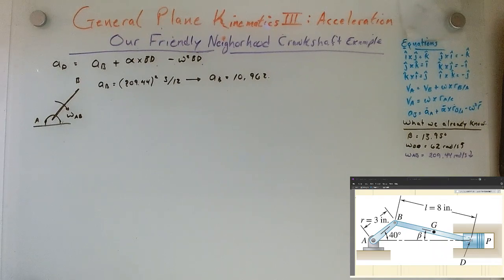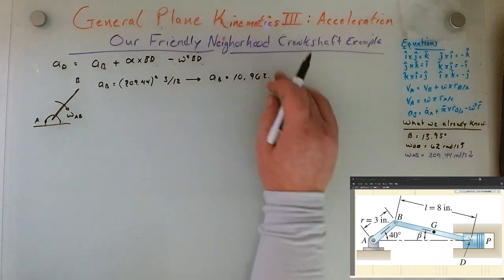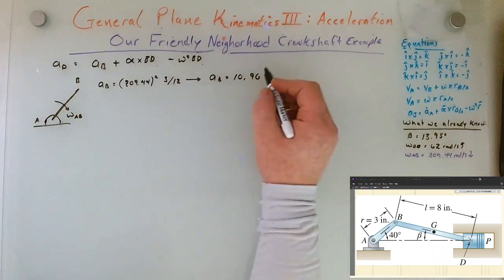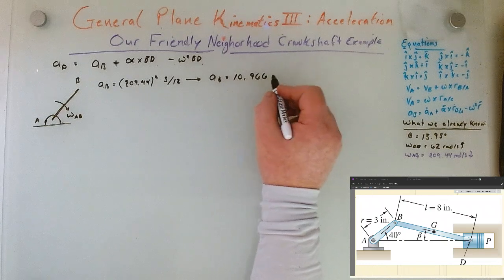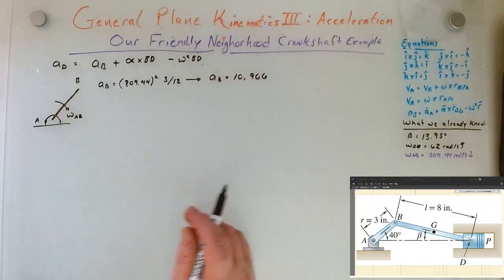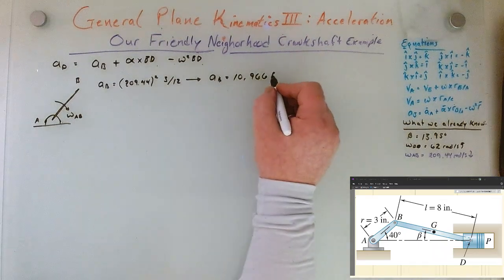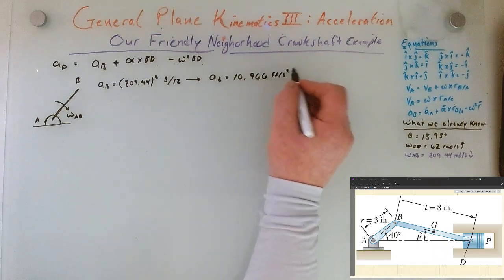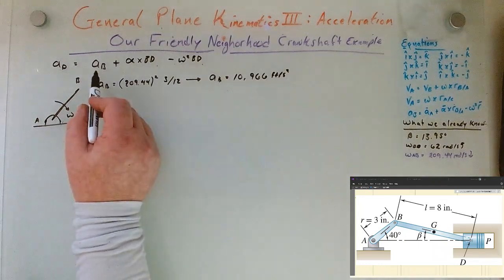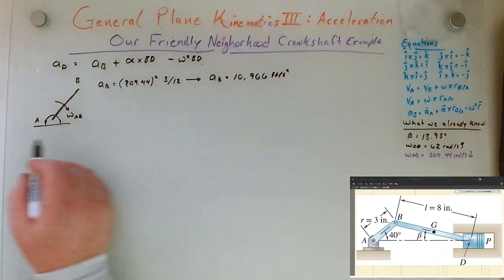I said I didn't want to screw it up, and what did I do? I pushed an extra button. Okay, so 10,966.3. I'm just going to go with 10,966, and that is feet per second squared. So that checks that off, and that gives us this.